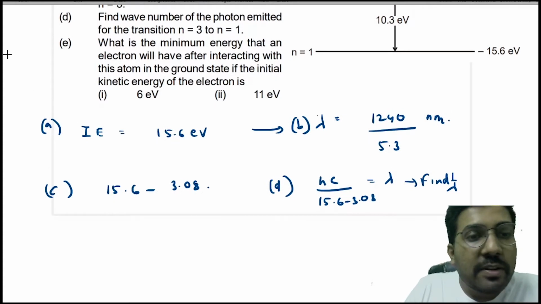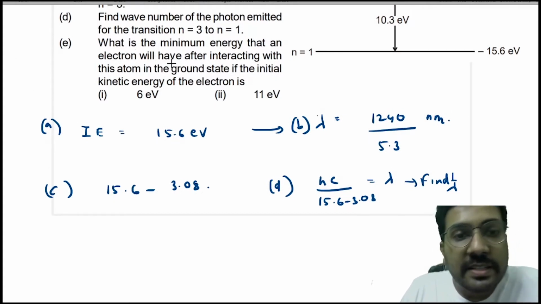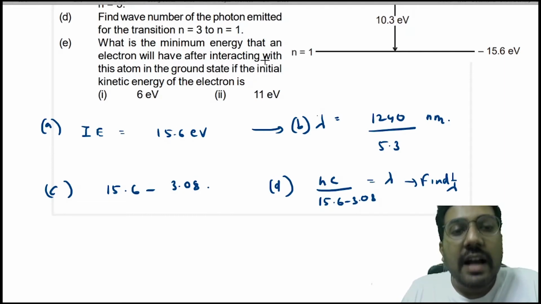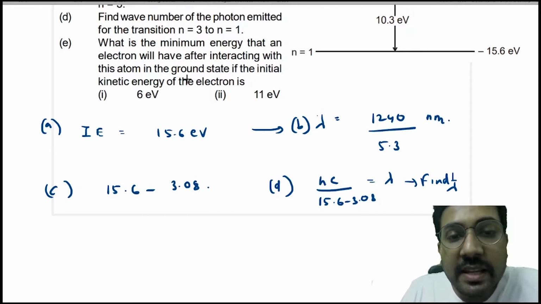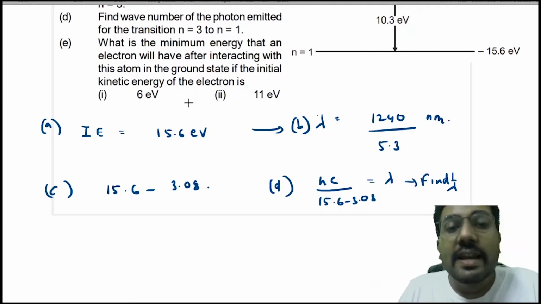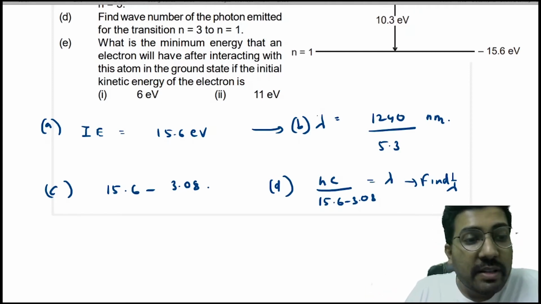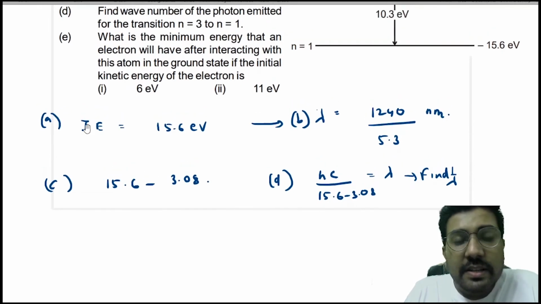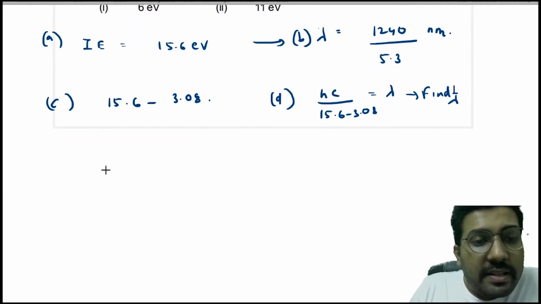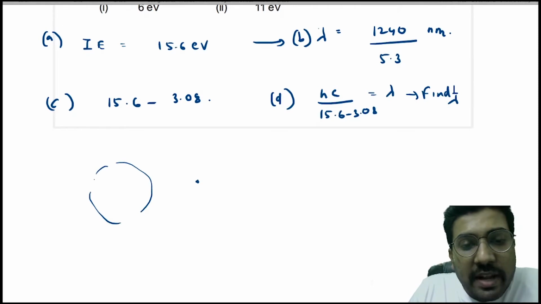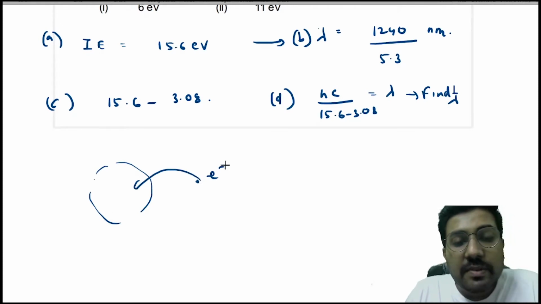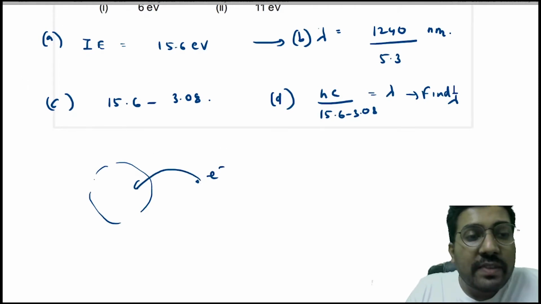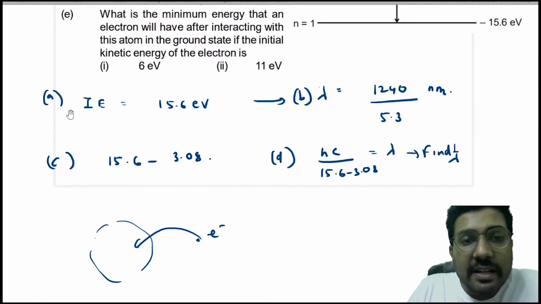The next part of the question is very important. Listen carefully. What is the minimum energy that an electron will have after interacting with this atom in the ground state if the initial kinetic energy of the electron is 6 electron volt or 11 electron volt? Now this is a very important question. So there are two cases here. An electron is colliding with this hypothetical atom.